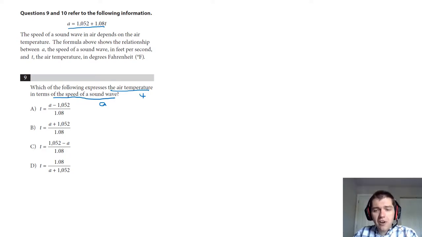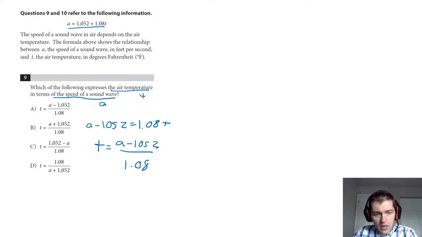You'll see they're talking about Fahrenheit and speed of sound and all that. And if you're a physics-minded person, that probably puts you into like, I need to solve a physics problem here. It's not the case. You just have to rearrange an equation. So you have A minus 1052 is equal to 1.08 T. Divide by 1.08. That will give you T is equal to A minus 1052 by 1.08. Go have a look. You'll find that that answer exists as answer A, and that is the correct solution.